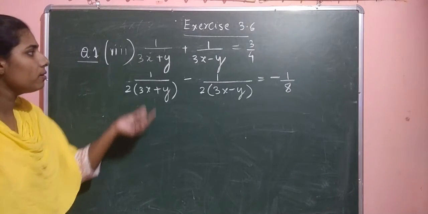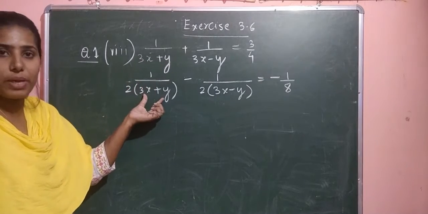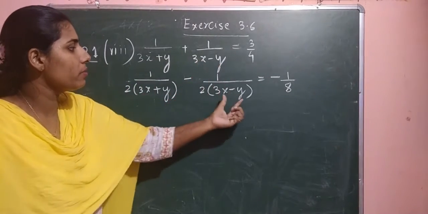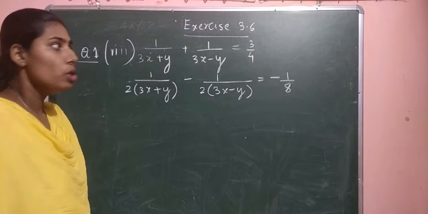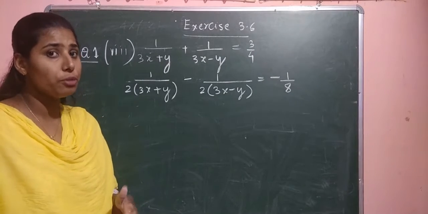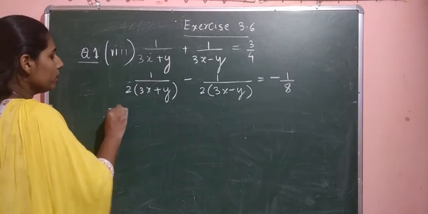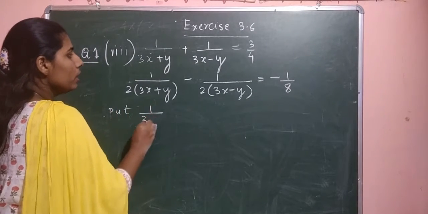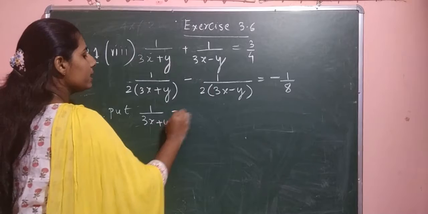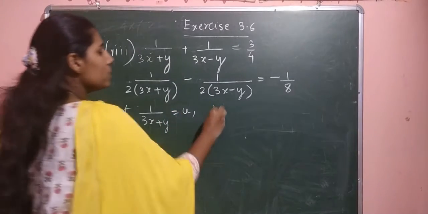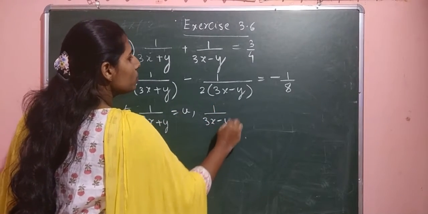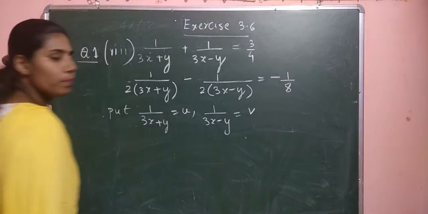Now children, you can see here that 3x plus y and 3x plus y is common, and 3x minus y and 3x minus y is common. So whichever is the common part, you have to eliminate that part. Okay. So in place of 1 upon 3x plus y, you will take it as u, and in place of 1 upon 3x minus y, you will take it as v.